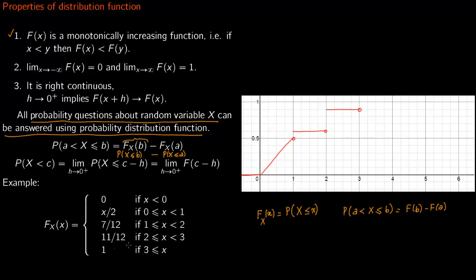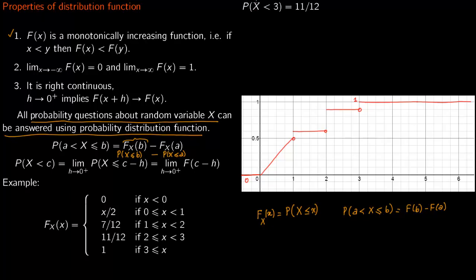Then greater than 3 it is 1. So then it is given to us, it is 1. So obviously this is a distribution function. Now as we go towards plus infinity it will stay at 1. As we go towards minus infinity it stays at 0. So let us compute things from it.